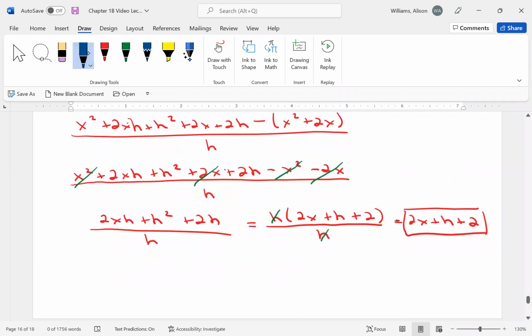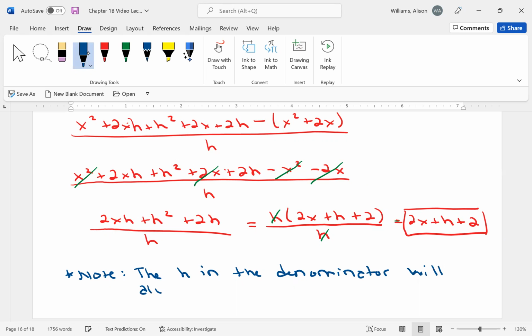So let me make a note of that. Note, the h in the denominator will always cancel. And I'm just adding verbally: if it doesn't, you made a mistake. So you have to work it out so that it will, in fact.